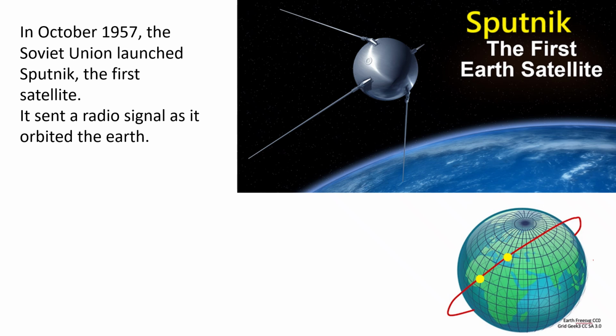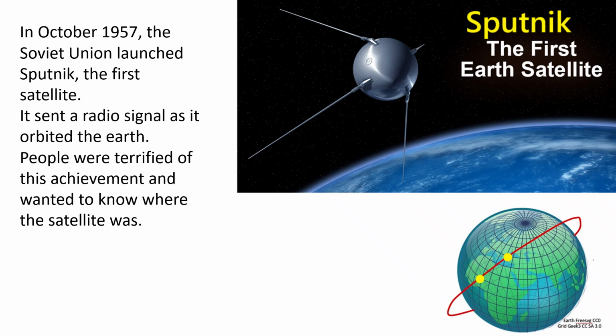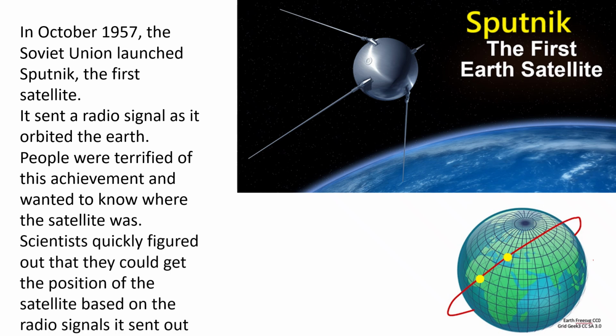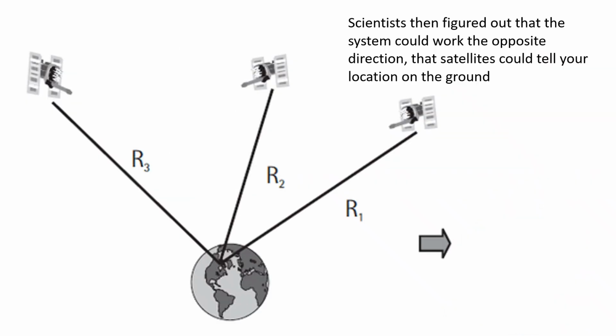Is it spying on us? So scientists were very interested in knowing where that satellite was. Well, they very quickly figured out that by recording the radio signals, they could tell where Sputnik was up there in the atmosphere. Well, then the opposite also held true. They started figuring out, hey, wait a minute, if we can put a satellite up there and we can tell where the satellite is, the satellite can tell where we are, working in the opposite direction.